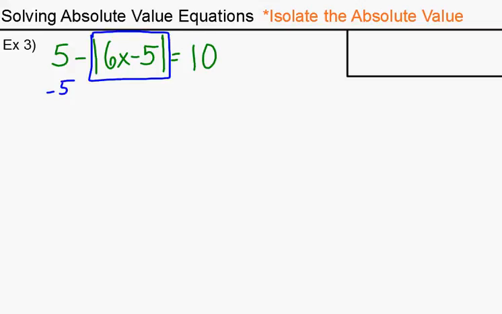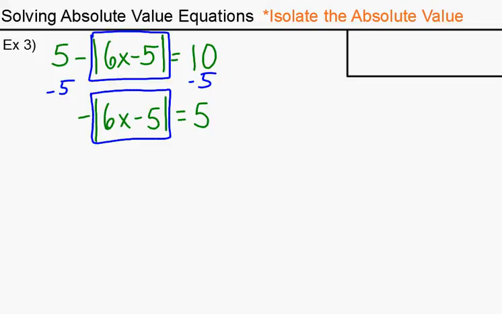I subtract the 5, so I end up getting the negative absolute value of 6x minus 5 equals 5. Now don't be confused, they're not isolated yet. There's still this negative 1 coefficient here that I have to get rid of. So I need to divide both sides by negative 1. So once I finally get the absolute value bars by themselves, 6x minus 5, then I get equal to negative 5. And I stop and I think, okay, when do my absolute values equal a negative? And the answer is never.